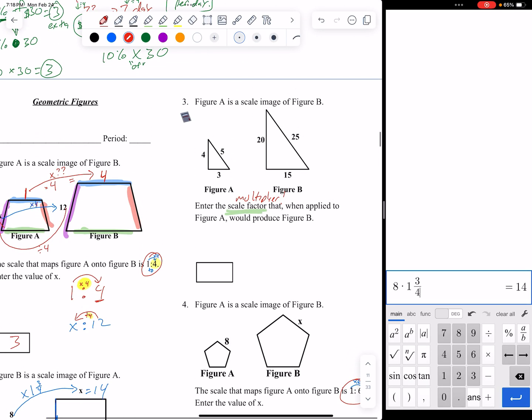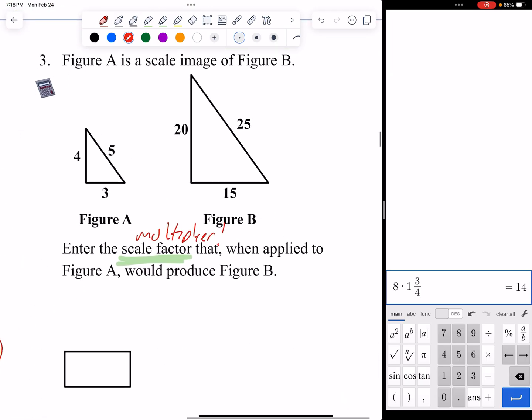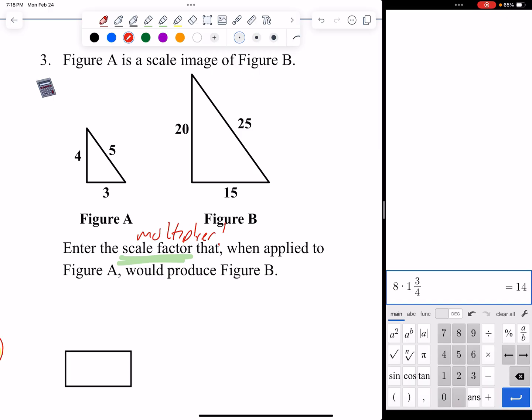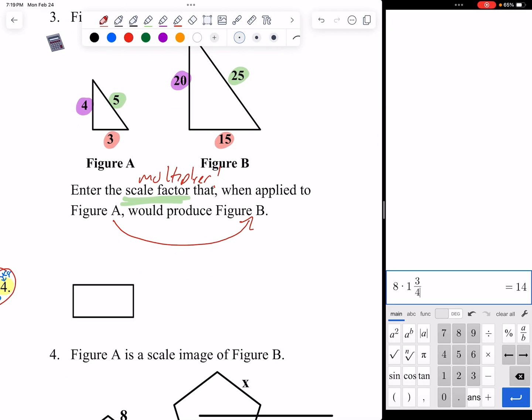All right. Let's go to number 3. Figure A is a scale image of figure B. Enter the scale factor, aka multiplier, that when applied to figure A would produce figure B. So how did you get to figure B? Let's look at our corresponding sides again. 4 goes with 20, 5 goes with 25, and 3 goes with 15. If I were to write these as ratios, how did I go from 4 to 20?